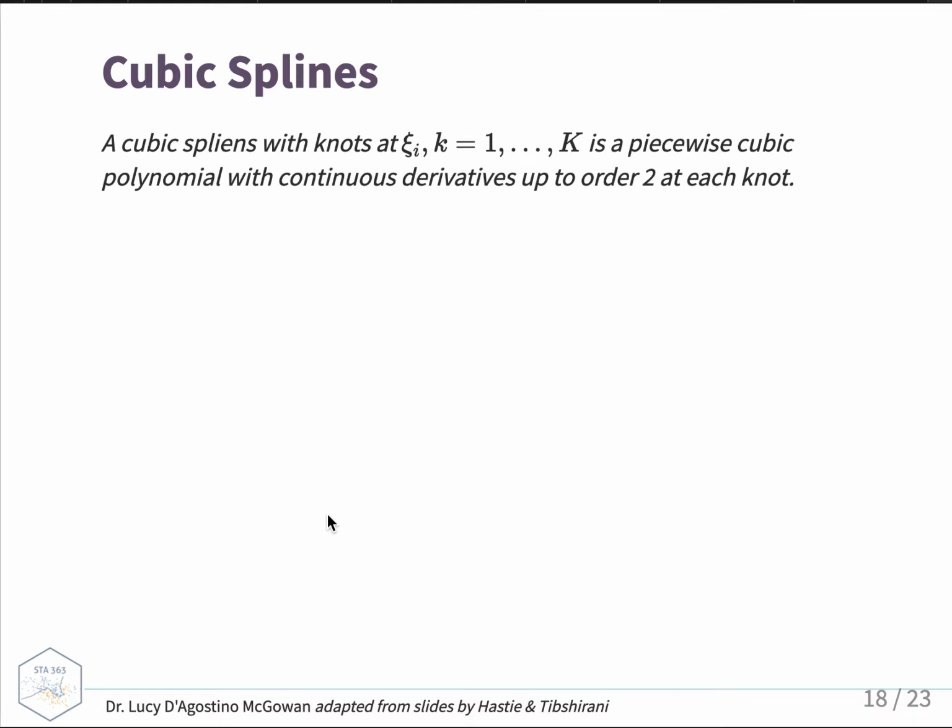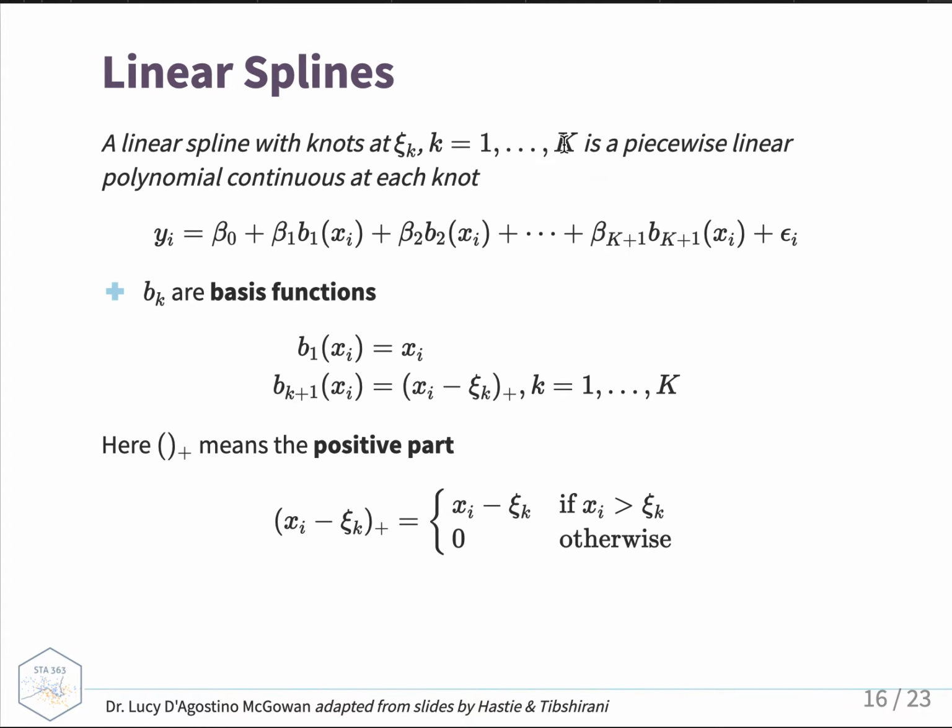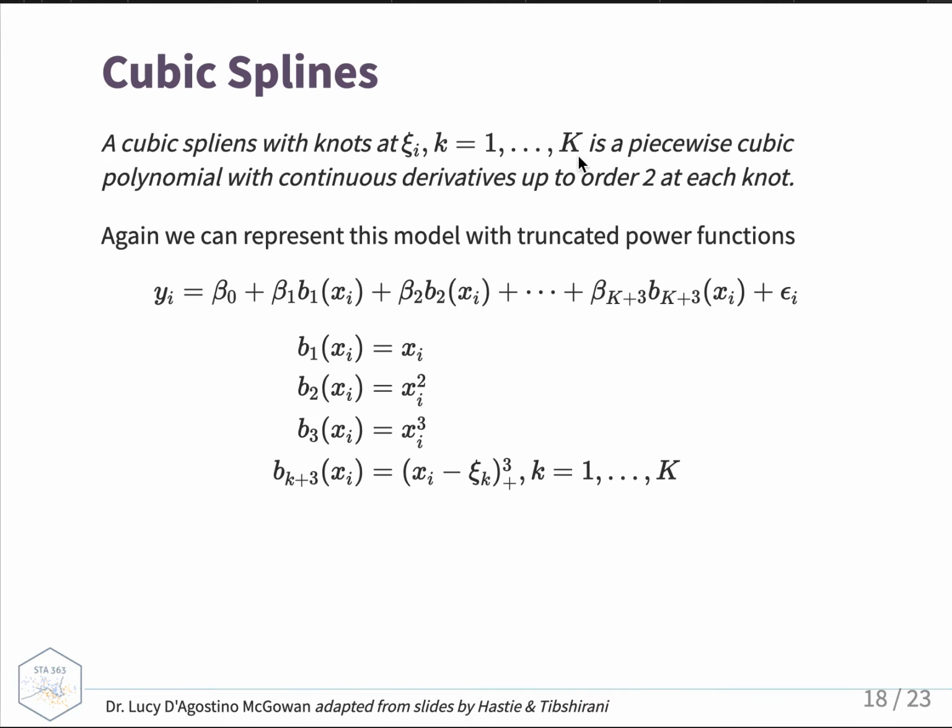So a cubic spline is going to be a spline with knots at k equals 1 to K, but it's going to be a piecewise cubic polynomial with continuous derivatives up to order 2 at each knot. So it's similar to a linear spline, except instead of being piecewise linear, it's a piecewise cubic polynomial. So again, we can represent this model with the truncated power functions.